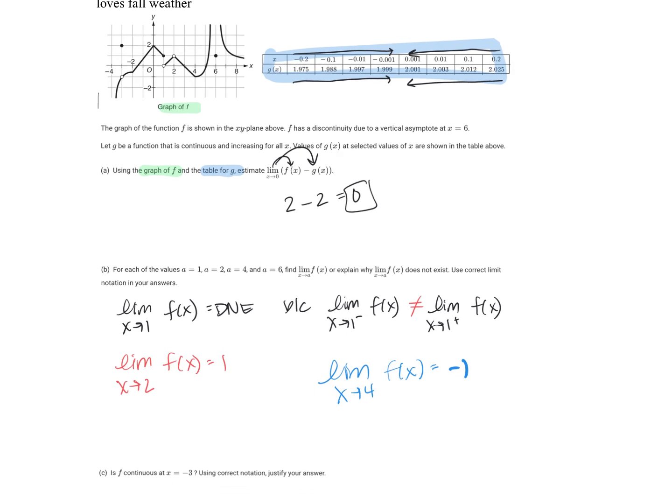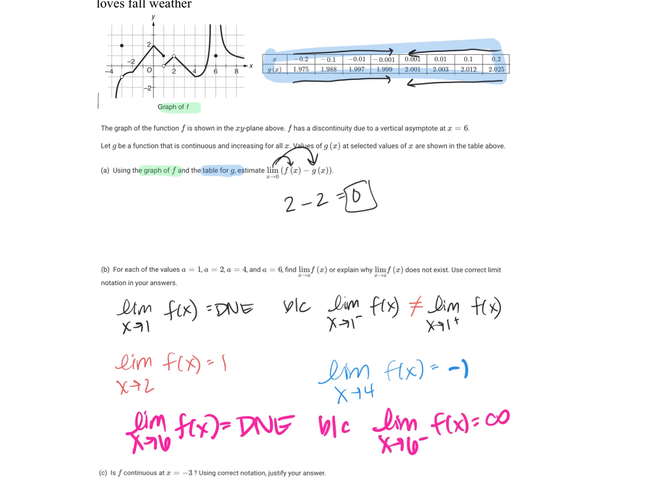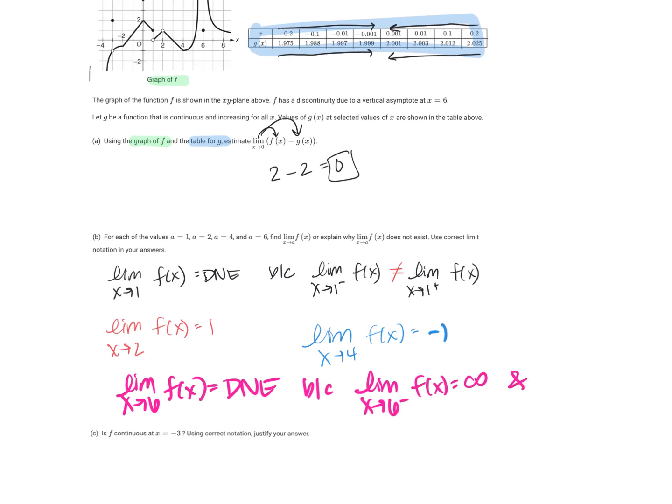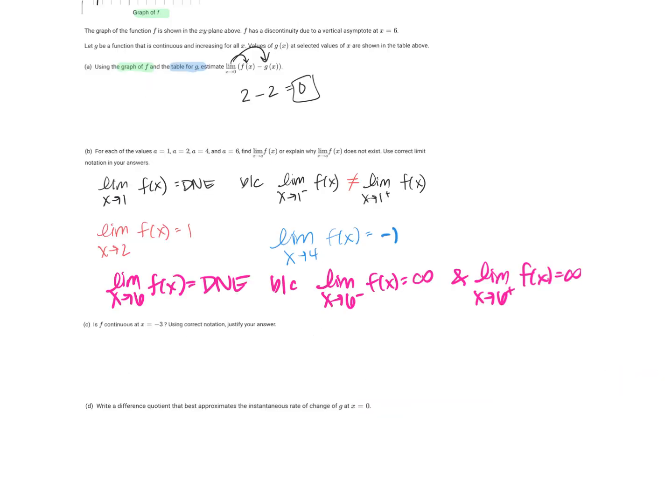And finally, my last one is as x approaches 6. I need to really get some better colors going on here. Here we go. The limit as x approaches 6 of my function does not exist. Why is that? Because x approaching 6 equals infinity. We're going to say the limit as x approaches 6 from the negative side of my function is infinity, and the limit as x approaches 6 from the positive side of my function is infinity. So we're going to put both those. Sound good? Okay, 2 more.